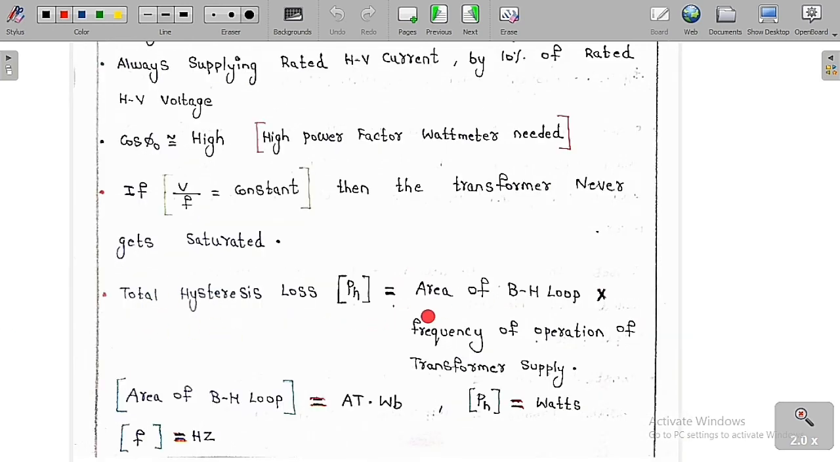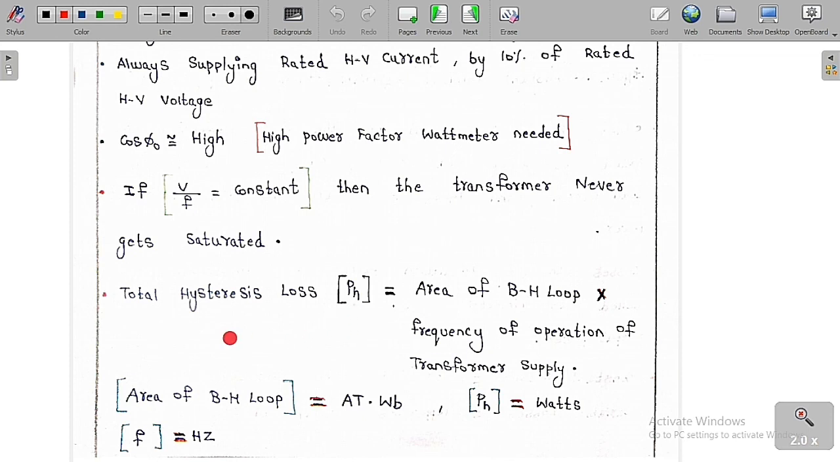So total hysteresis loss is equal to the area of the BH loop times the frequency of the operation of the transformer supply. The area of the BH loop tells you the amount of hysteresis loss happening for only one cycle of supply. But if you want to find how much loss is happening in 1 second, the total hysteresis loss is the area of the BH loop times the frequency, because frequency tells you the number of cycles in 1 second. If you multiply these two, we get the amount of energy loss in 1 second, which is nothing but power. So power is equal to energy by time.